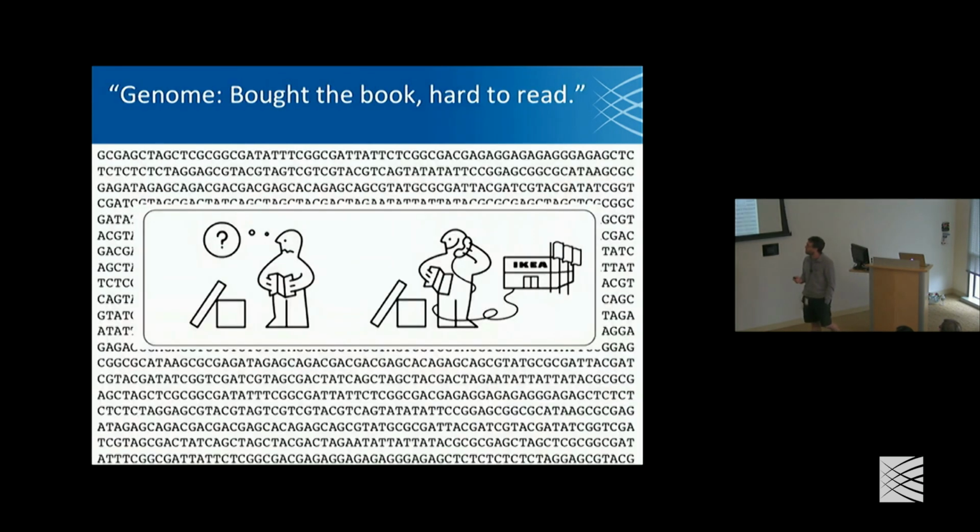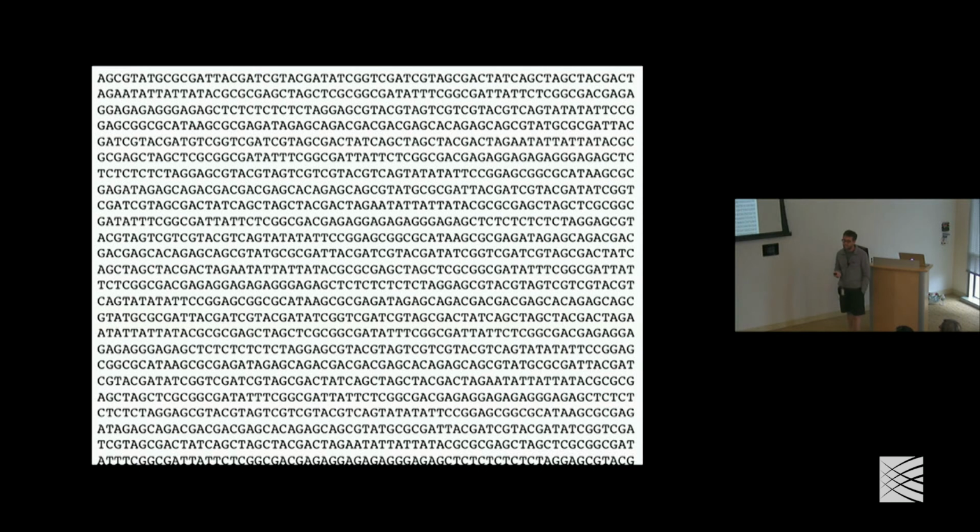Okay, so how do you determine function? How do you go from something like this to then say, okay, if I have a variant at this nucleotide and I have a 2% higher chance of developing diabetes at some point in my life, how do you go from sequence to function?